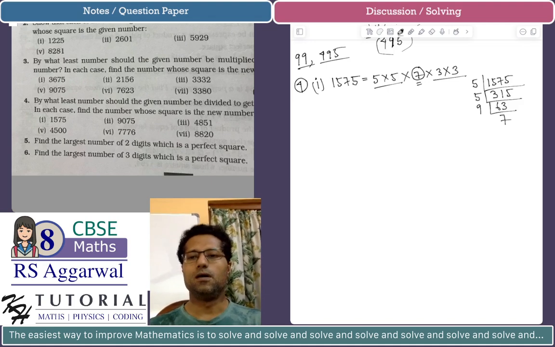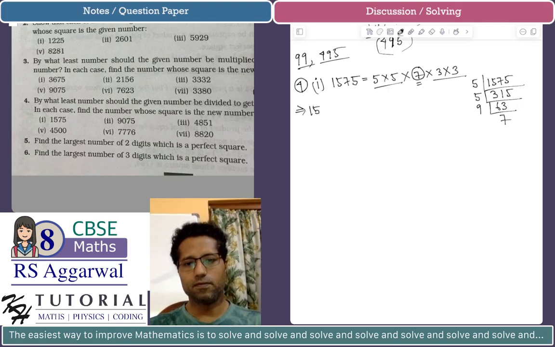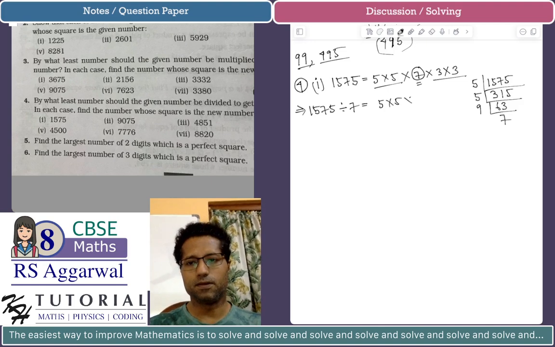So definitely 1575 divided by 7 will give 5 multiplied by 5 multiplied by 3 multiplied by 3. This is 5 square multiplied by 3 square, which is equal to 15 square.